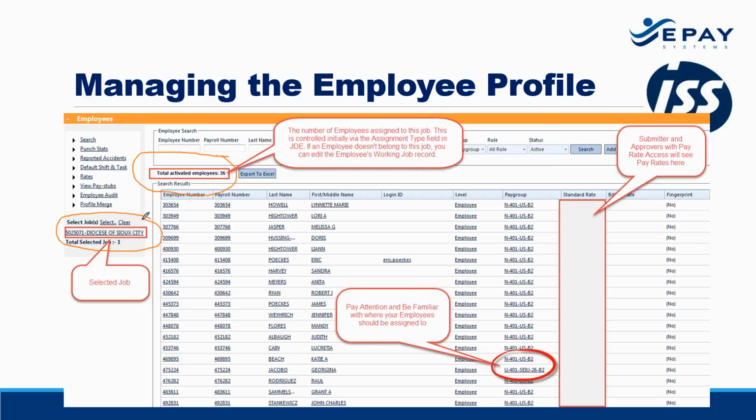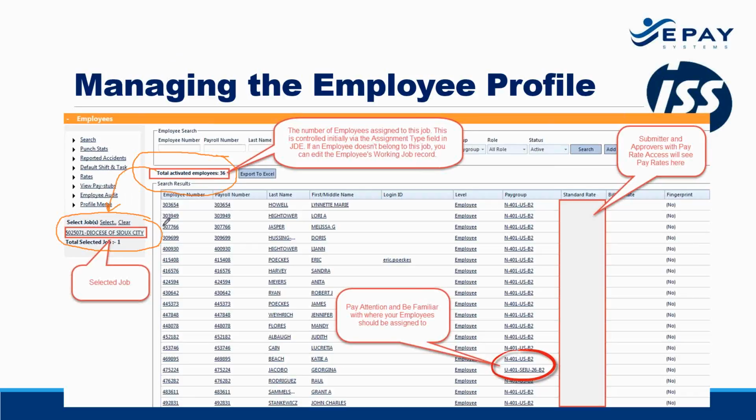In this case, the Diocese of Sioux City has been selected. What I always say here is, okay, I have all these employees, but I only have 5 that actually work this job. The other employees, well, as I mentioned, is that working job on the employee profile, which I'll show you here in a couple of slides and talk about in more detail. But that's where you would control that. But bottom line, 36 employees match your criteria down here on the selected job.